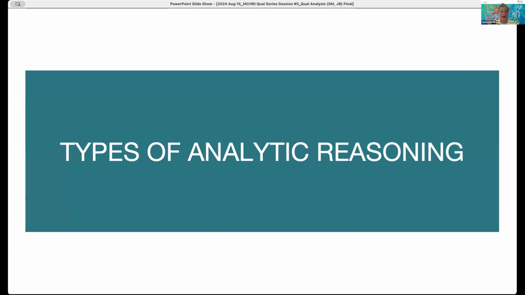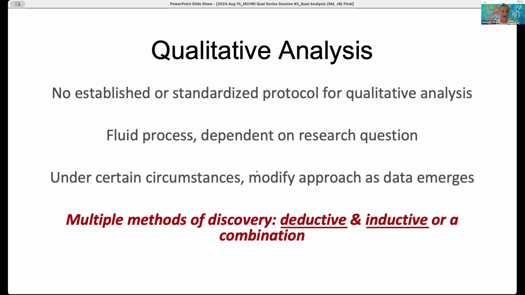So we'll start off with talking about different types of analytic reasoning. As far as qualitative analysis and qualitative research in general goes, there's no established or standardized protocol as we embark on our qualitative analysis journeys. This tends to be a fluid process and is highly dependent on the research question, the way that data were collected, as well as what type of resources you're utilizing to conduct the data analysis. You might also, under certain circumstances, modify or change how you approach your analytic process, and that is something that you might be able to build into your analytic plans.